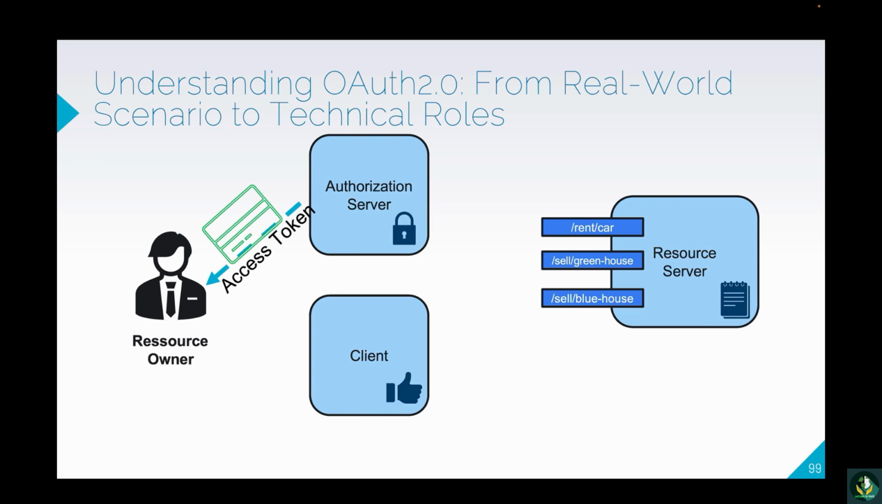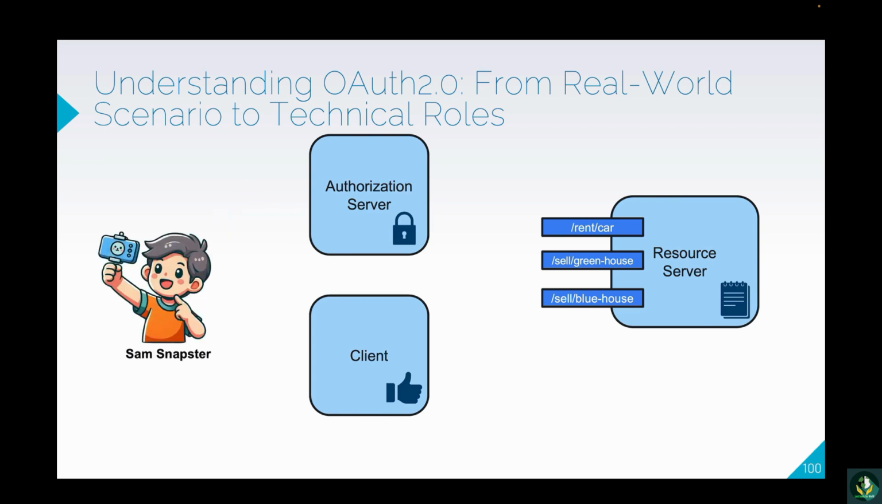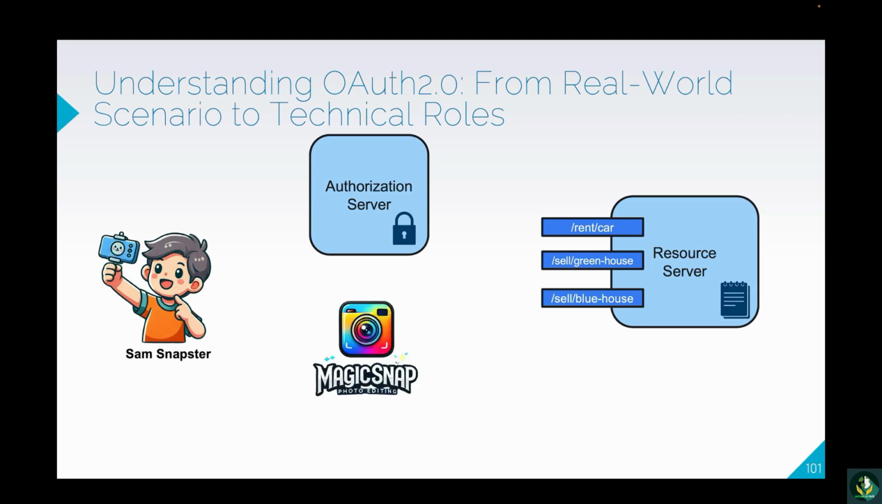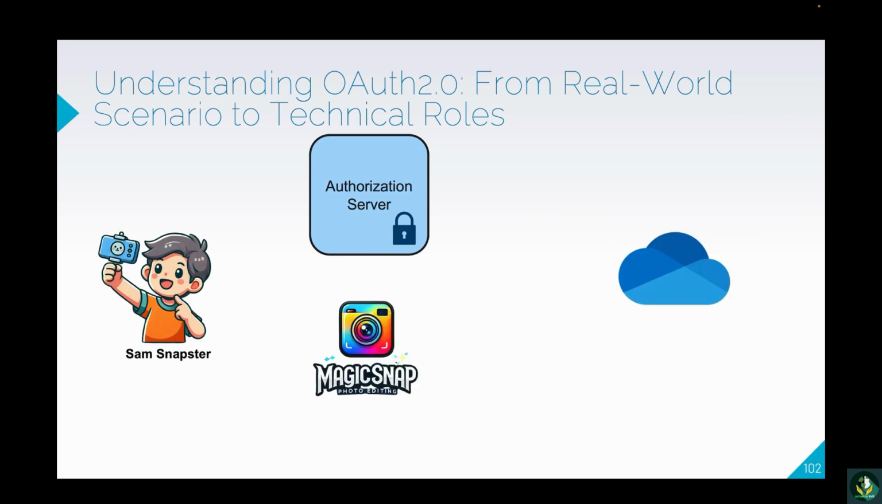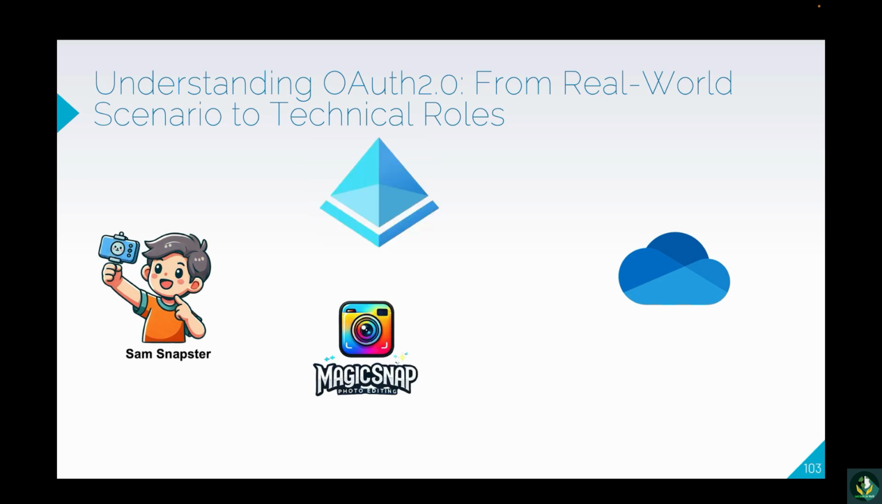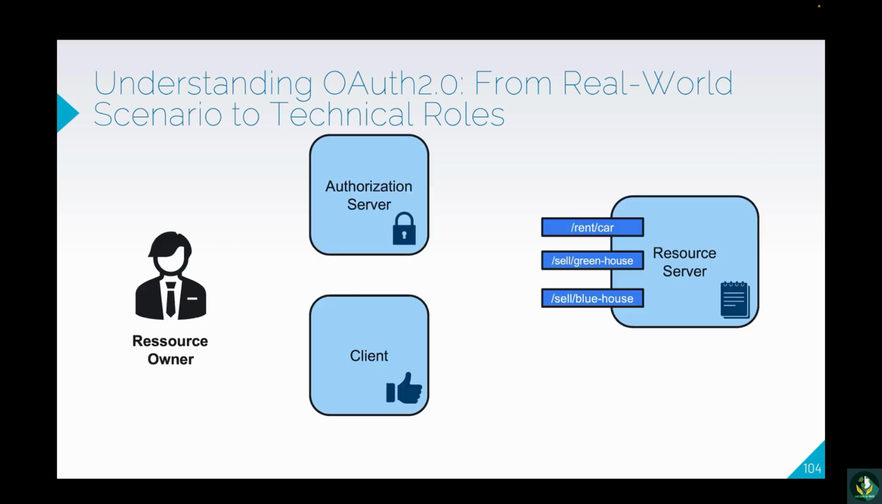In the example of the previous lesson with Sam Snapster, Sam was the resource owner, the Magic Snap application was the client, OneDrive was the resource server, and the authorization server was likely Microsoft's Azure Active Directory, where you would typically enter your username and password to log in.